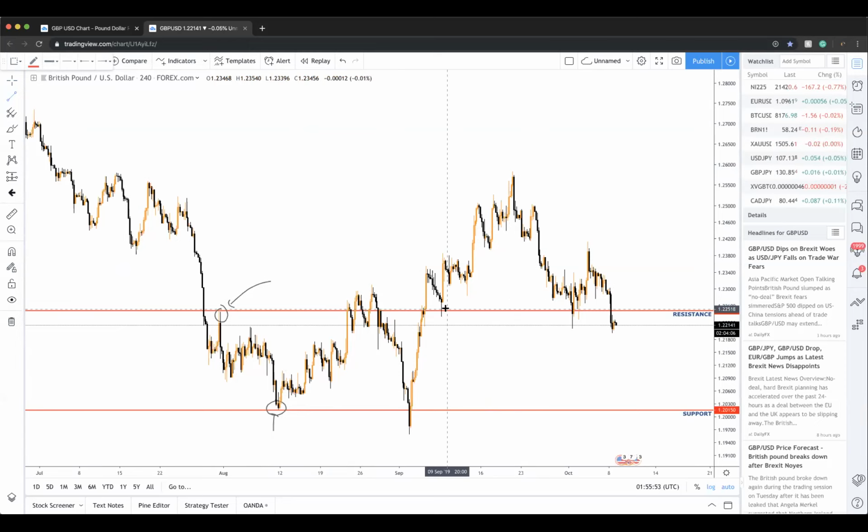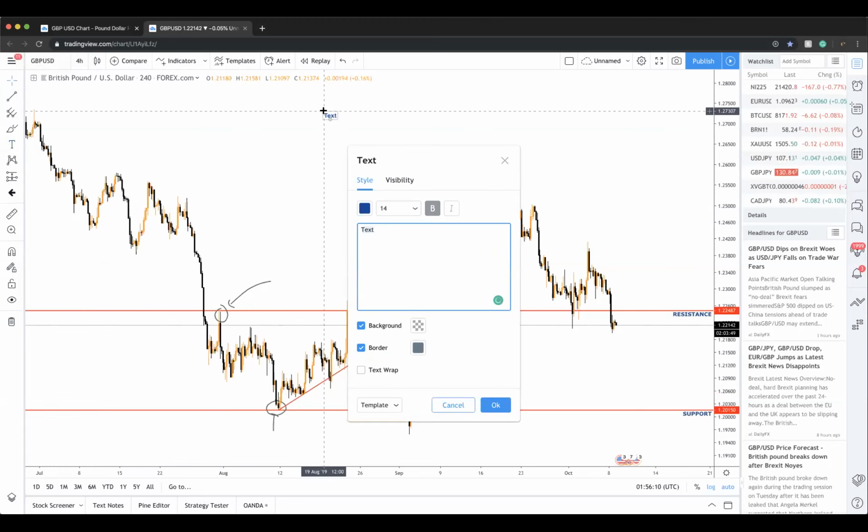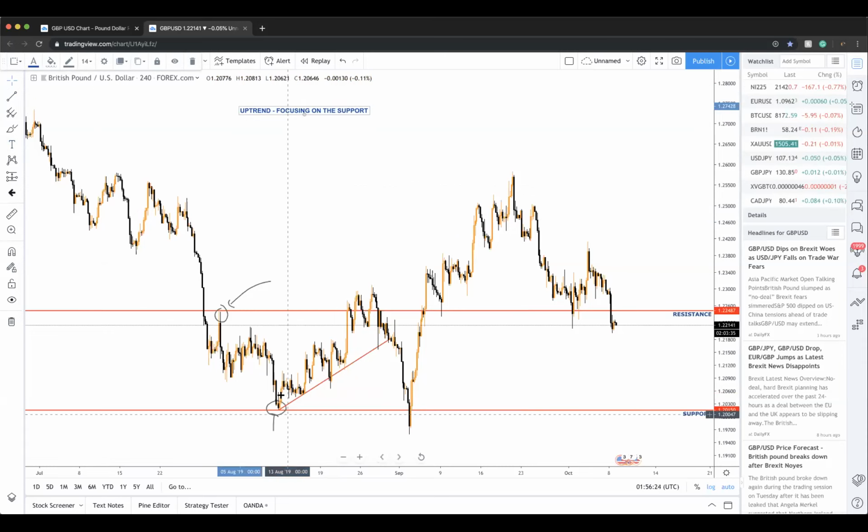So for instance, when the market is moving up, I'm focusing on the lows of those candles, which help me identify the support of that trend, which in this case, on an uptrend, I only focus on the support. So I'll write it again. Uptrend, right? We're focusing on the support, right? So if I'm focusing on the lows on an uptrend, and I also focus on the lows on a support, then on a resistance, I'm focusing on the highs.